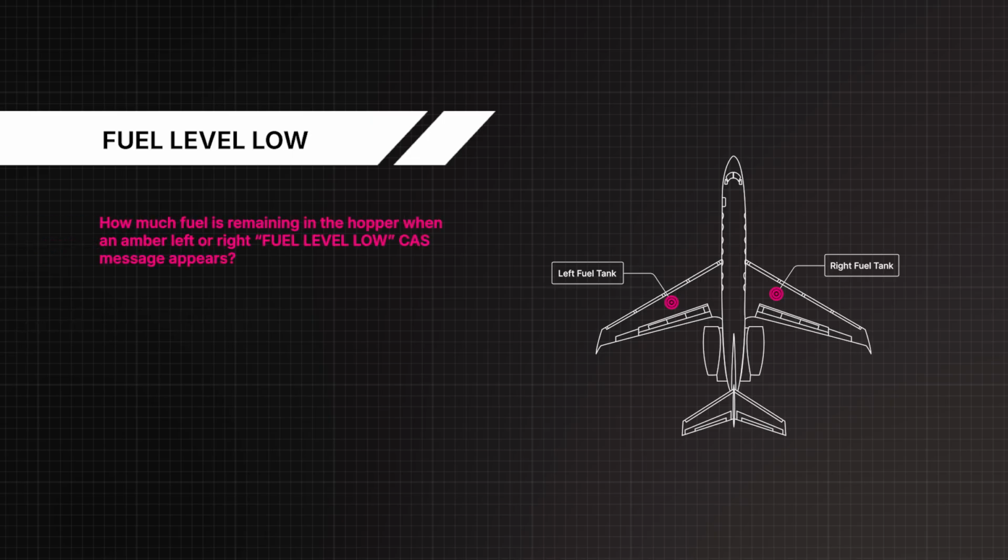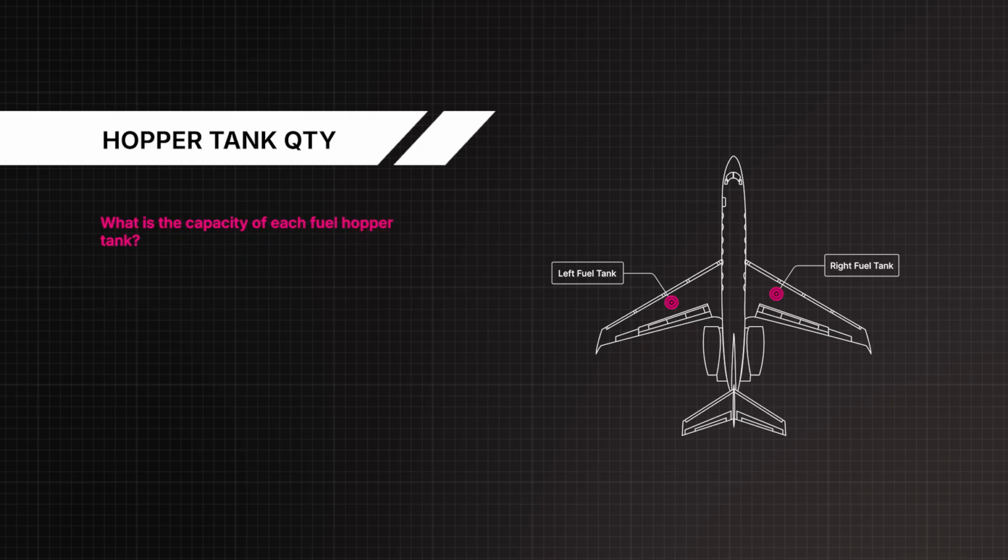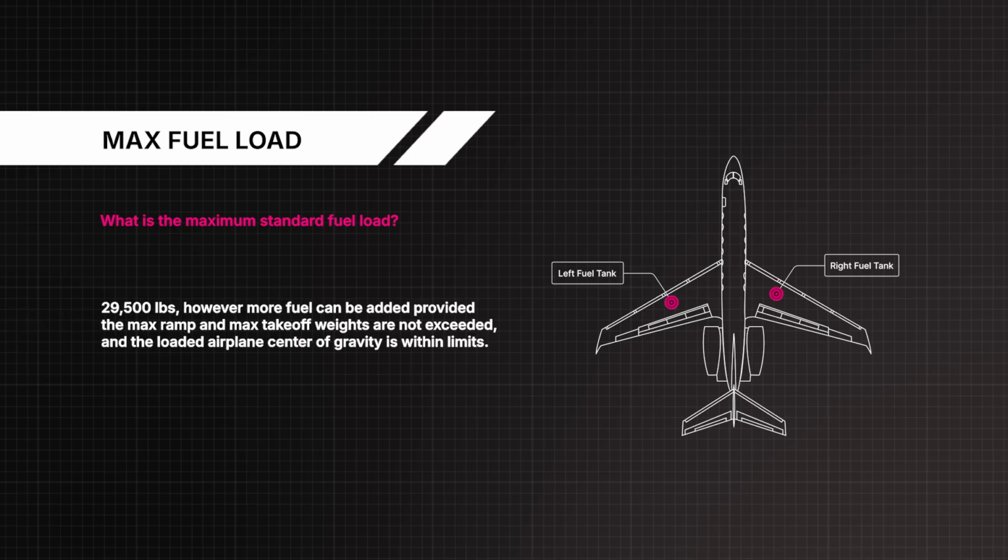How much fuel is remaining in the hopper when an amber left or right fuel level low CAS message appears? Approximately 650 pounds. What is the capacity of each fuel hopper tank? 190 gallons. What is the maximum standard fuel load? 29,500 pounds. However, more fuel can be added provided the max ramp and max takeoff weights are not exceeded and the loaded airplane centre of gravity is within limits.